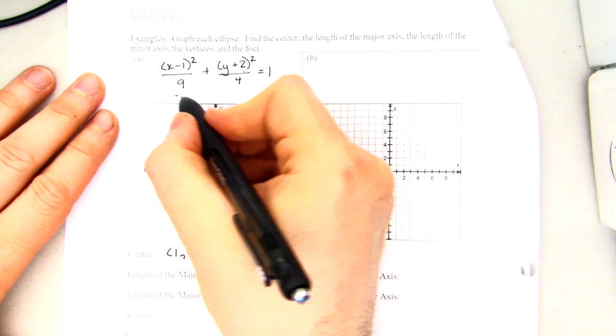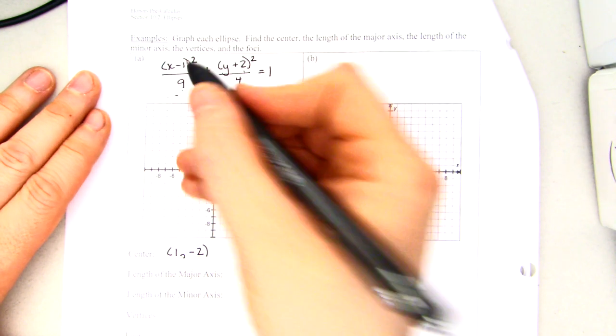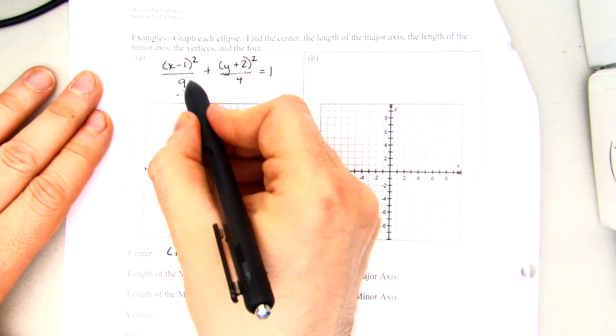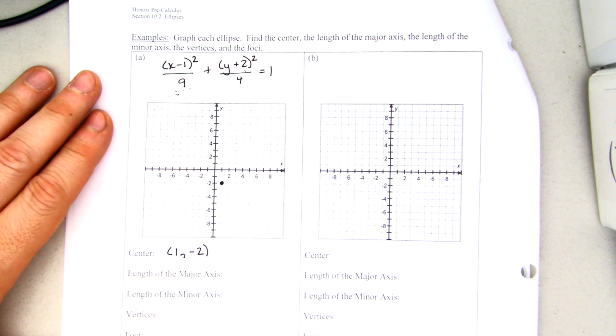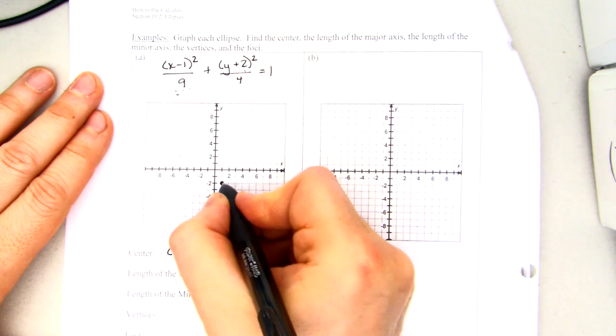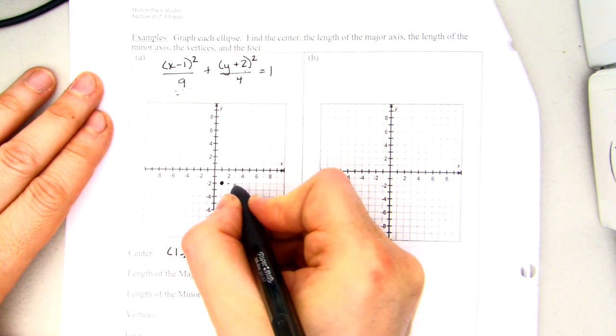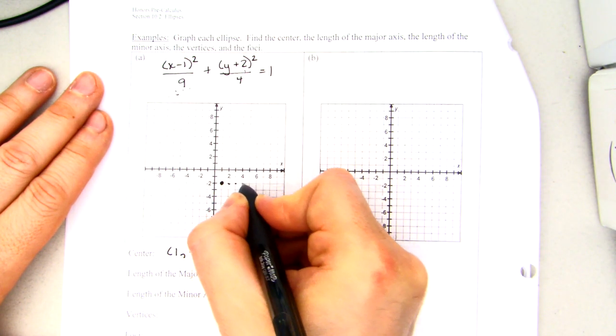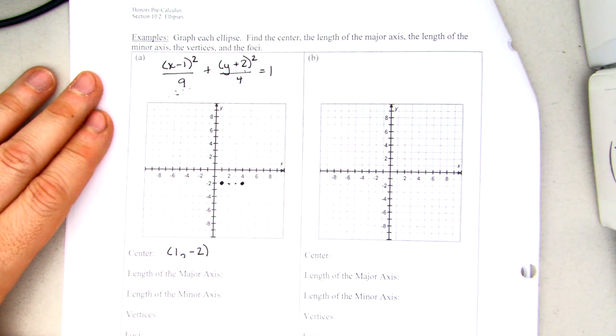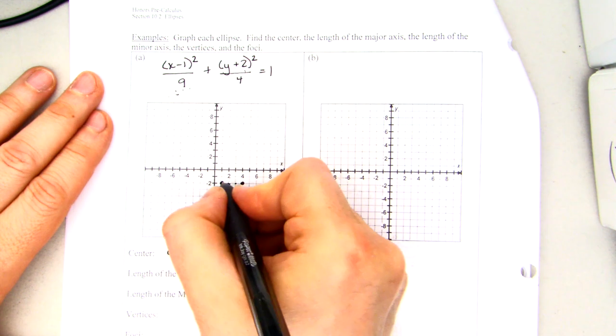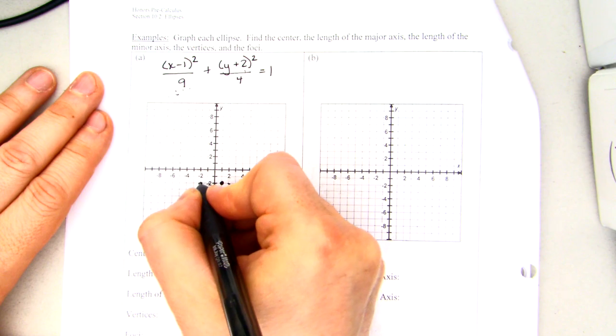Okay. The distance from the center to the end of the major axis is the square root of this number over here. Remember, our formula had an a squared. So that distance is going to be 3. I am going to go in the x direction from my center, 3 units out this way. 1, 2, 3. I'll put a point there. That'll actually be one of my vertices. And I'm going to go out 1, 2, 3 in the other direction.